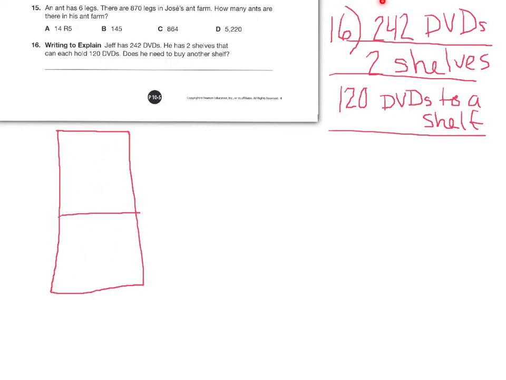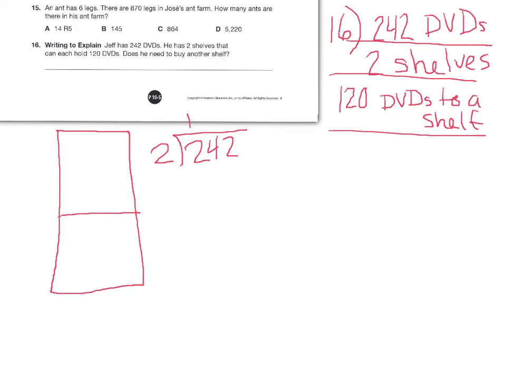Alright, the problem comes when are we dividing 242 DVDs, or are we dividing 120 DVDs to a shelf? Since we don't know how many DVDs are on a shelf and if he needs to buy another one, but we do actually know how many DVDs there are, we are going to use 242 divided by 2. And if our answer turns out to be bigger than 120, then he will need to buy another shelf. And if it is less than 120 or 120, then he will not need to buy another shelf. So let's solve this one.